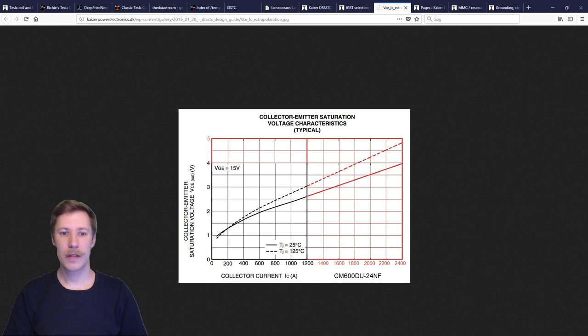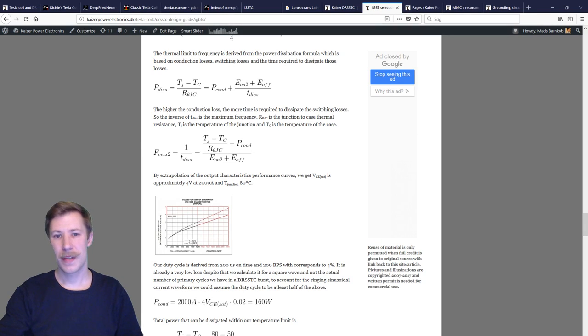And you can simply extrapolate the saturation voltage to know more about the conduction losses. And this goes with a lot of Tesla coil design. We have to guess a lot, we have to make up numbers, we have to assume a lot of numbers, but in the end it will work.